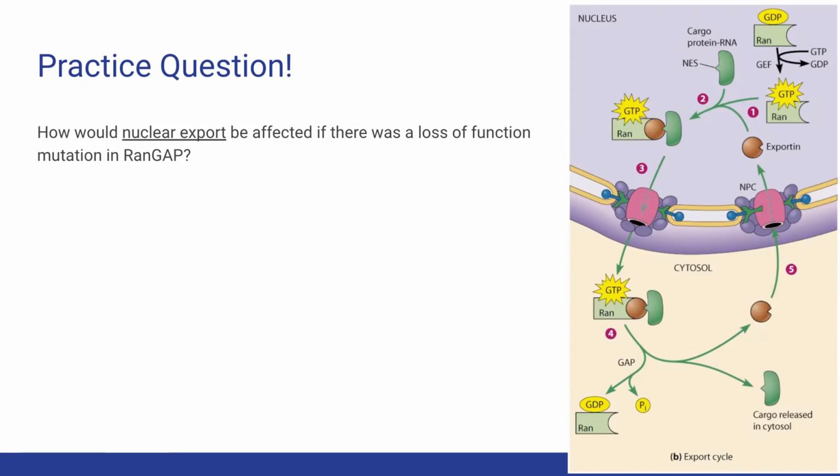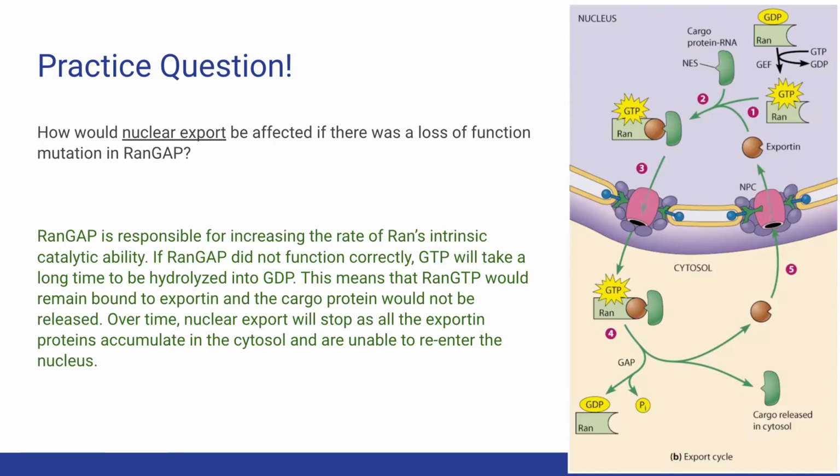Yep, exactly. So what I had just written here: Ran GAP is responsible for increasing the rate of Ran's intrinsic catalytic ability. If Ran GAP does not function correctly, GTP will take a long time to be hydrolyzed into GDP. This means that Ran GTP would remain bound to exportin, and the cargo protein would not be released. So over time, export will stop as all the exportin proteins accumulate outside of the nucleus and are unable to re-enter the nucleus and bring out more cargo proteins.